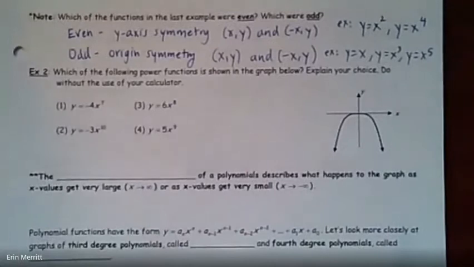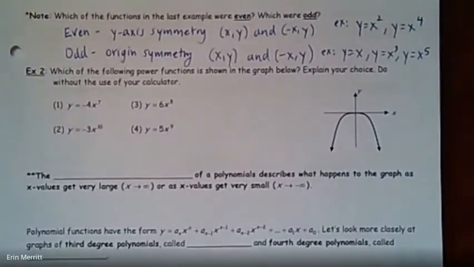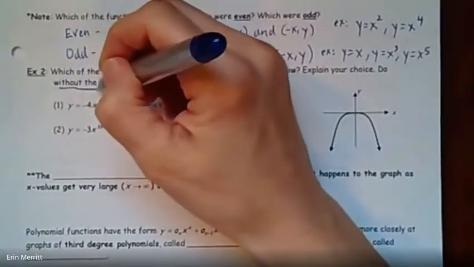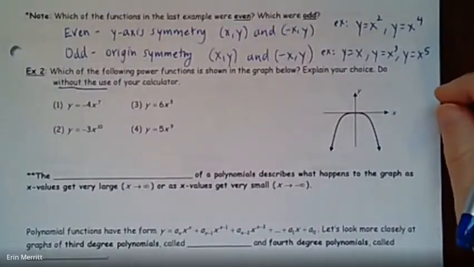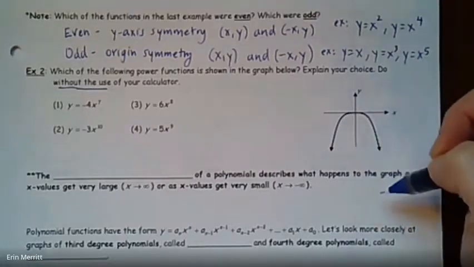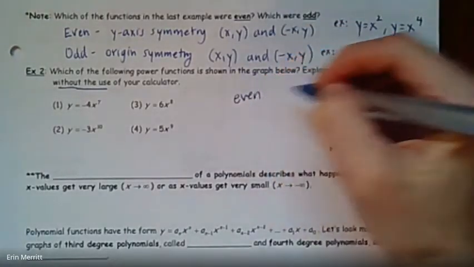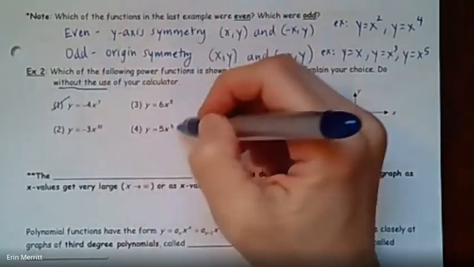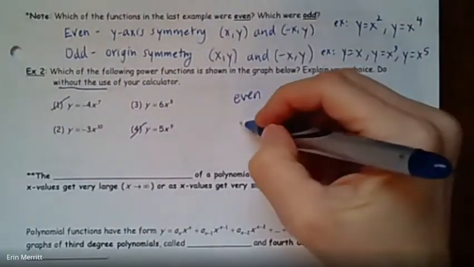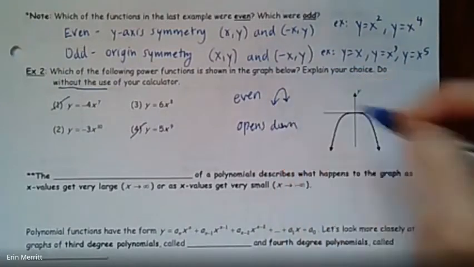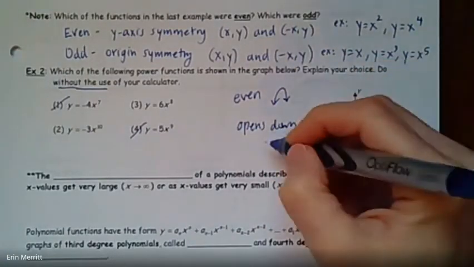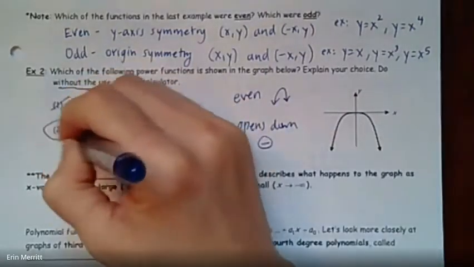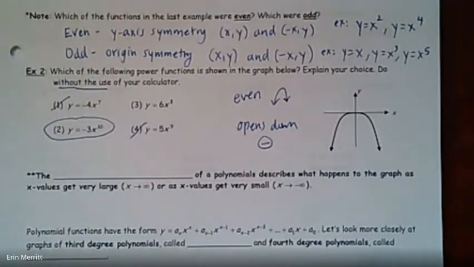This next little part, then, you've got a little multiple choice. It just says, which of the following power functions is shown in the graph below? Explain your choice. Do this without the use of your calculator. So what I'm expecting you to notice when you're looking at this, right, is it's got kind of a parabolic shape. So right there, we're talking about an even function. So when you look at your choices, any odd exponents, we can get rid of. The fact that it opens down, that should be the next thing that clues you in. So if it's opening down, we want to see that negative coefficient. And so choice 2, that would be our answer there.